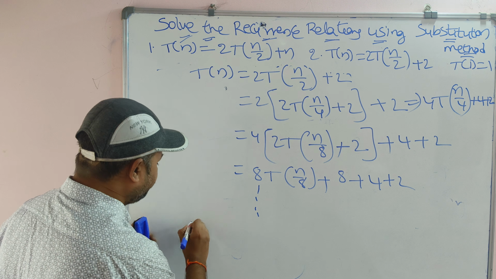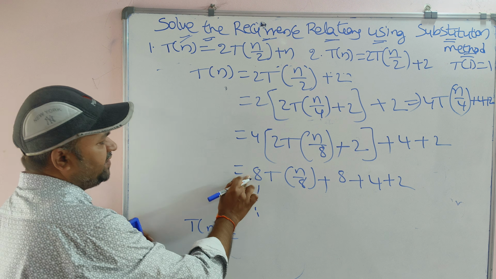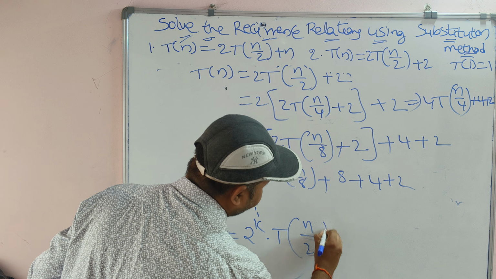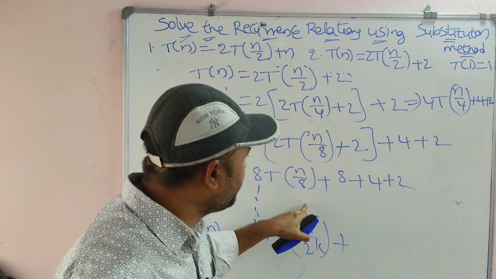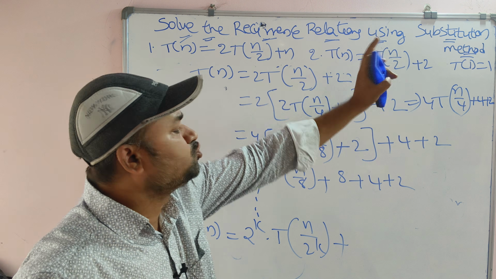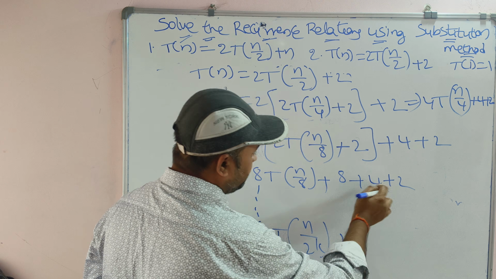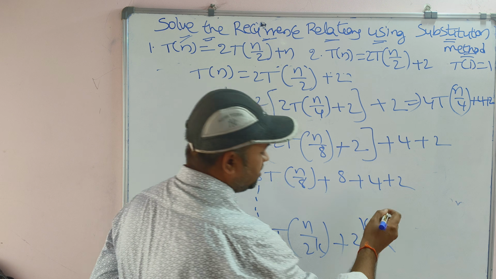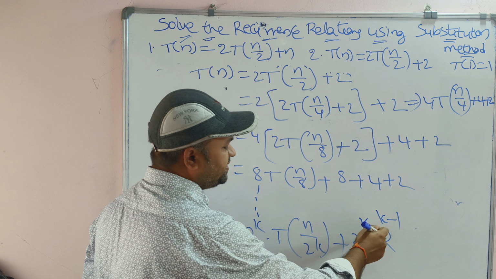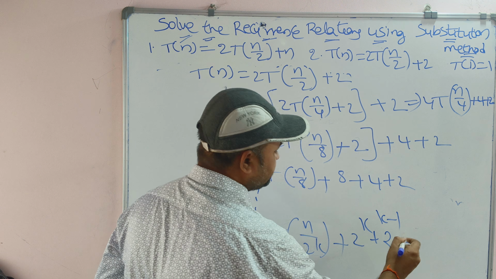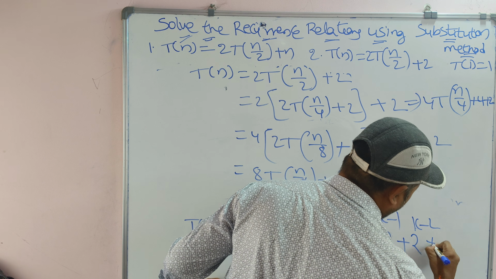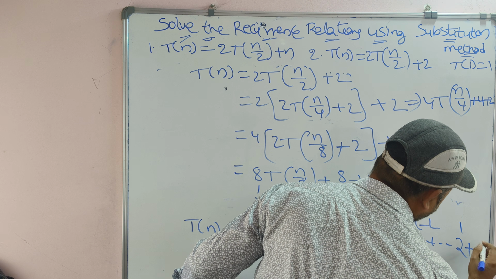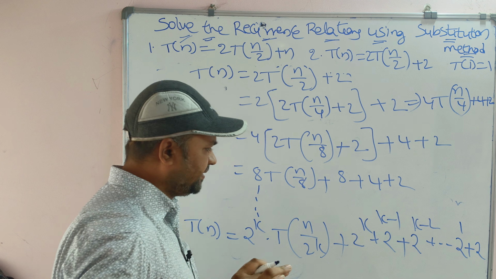So what is the kth term? T of n equal to 2 power k into T of n by 2 power k. If you see here, 8T of n by 8, 4T of n by 4, next 2T of n by 2. Next we have 8, 4, 2. Here 8 means 2 power k, 4 means 2 power k minus 1, next 2 means 2 power k minus 2, and so on. What are the last terms we may get? 2 power 1, next 2. Likewise we will get.